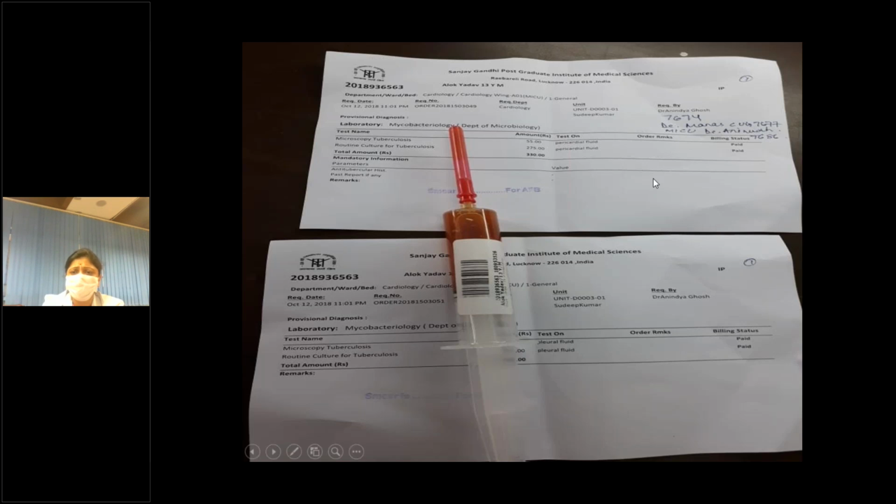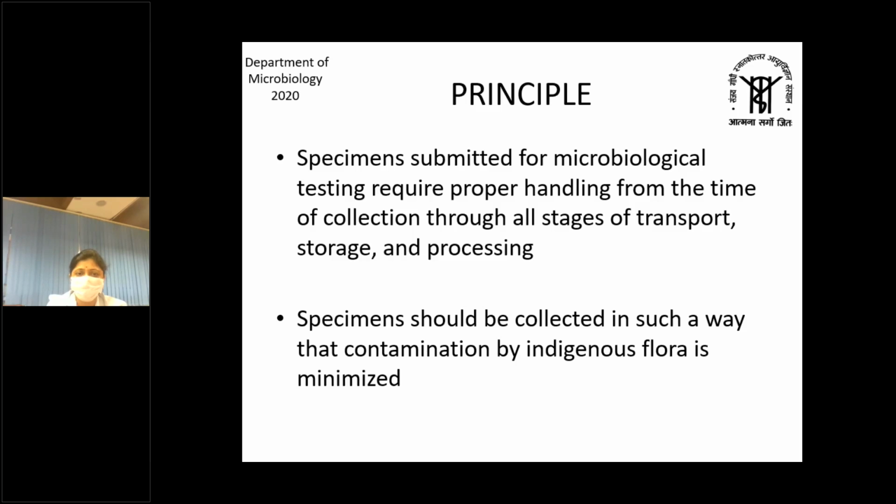And then we were given one or two other numbers, but we still could not find out who had collected the sample and whether it was a pericardial fluid or a pleural fluid, and both forms had to be sent back to the ward.